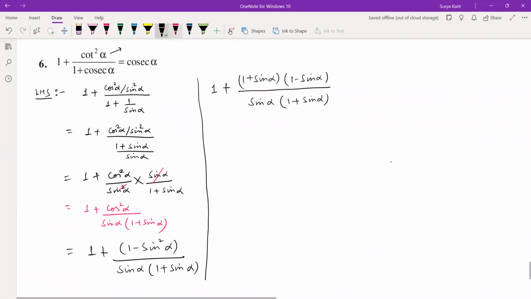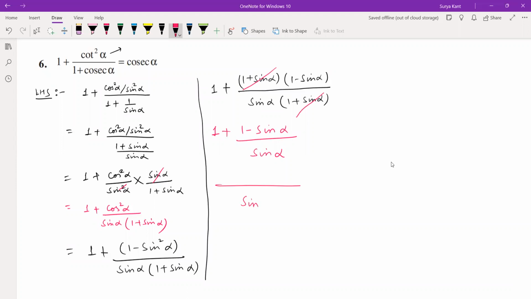1 plus sine alpha, 1 plus sine alpha cancel. Yes, 1 plus sine alpha gets cancelled. Next, what can we write? 1 plus 1 minus sine alpha divided by sine alpha, correct? Now we should take LCM again. Take LCM again. Okay. Sine alpha plus 1 minus sine alpha, sine alpha gets cancelled. So 1 by sine alpha, that is cosec alpha.